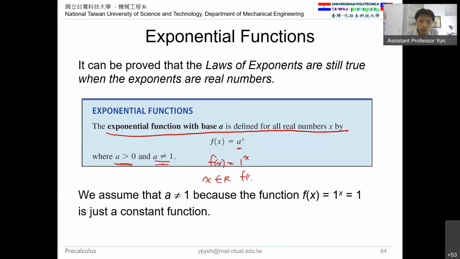Then f of x will equal 1 always. In the case of this term, a cannot be 1, because there's no further meaning on that.